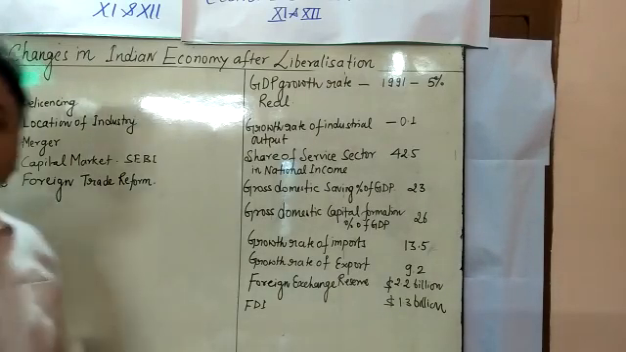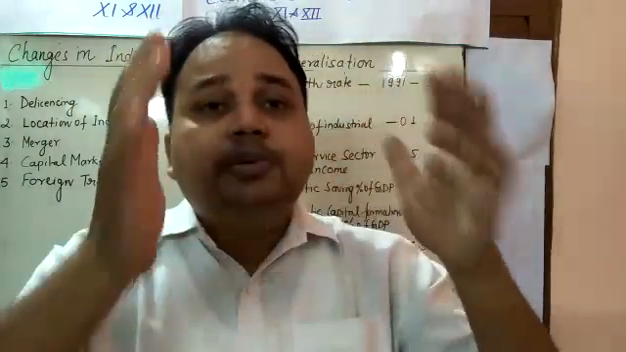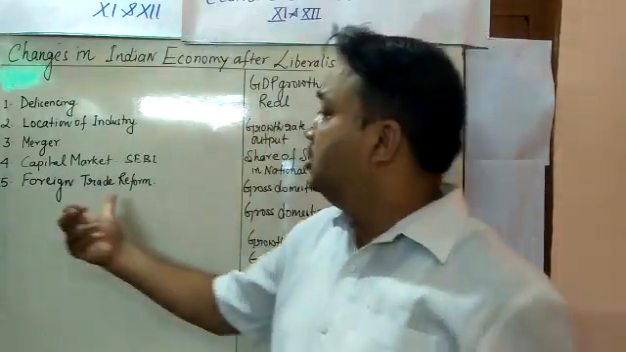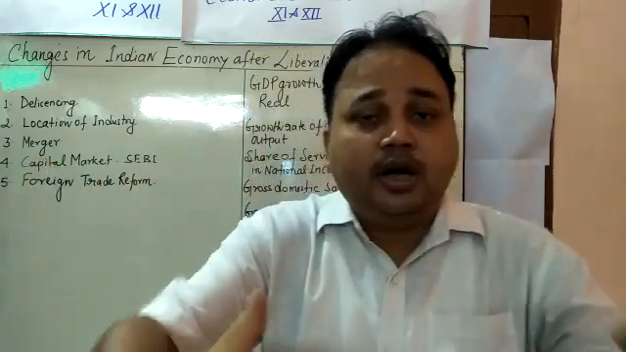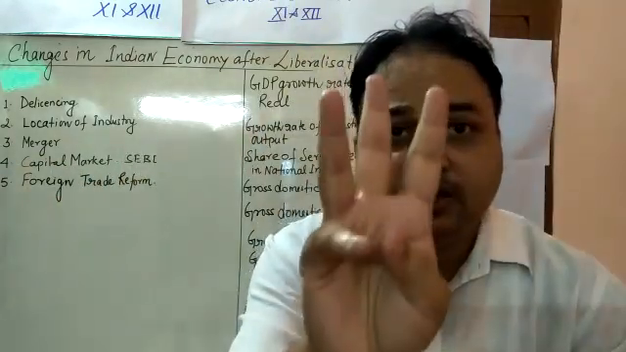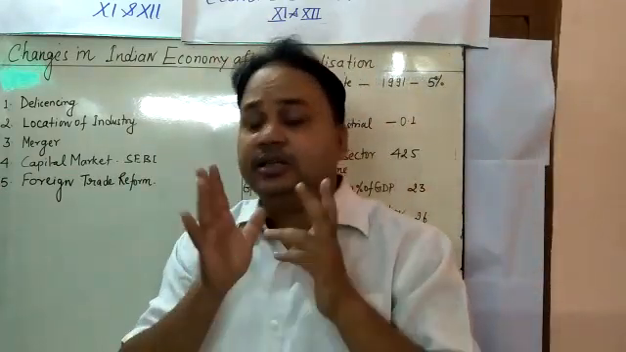Okay, I hope you understand: liberalization means being liberal towards three things: foreign trade, capital market, and industry. Government was liberal in three ways: industries, capital market, and third, foreign trade.